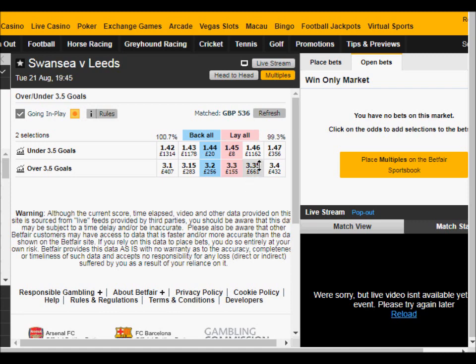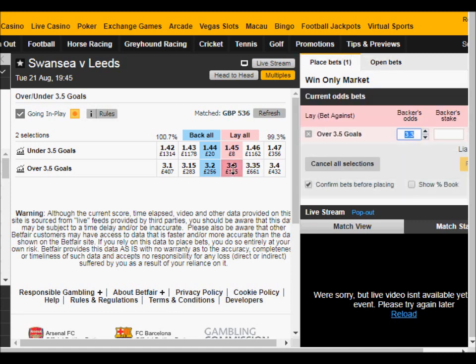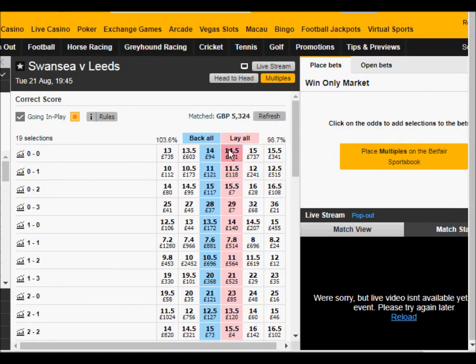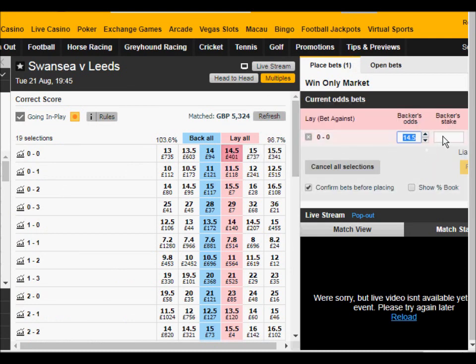In this demonstration trade, I'm going to place a lay on over 3.5 goals of 16.29. And you can see that gives me 16.29 profit if it's under 3.5, and minus 37.47 if it's over. So put those two pieces of information into the calculator. And now in correct score, I'm going to lay nil-nil at 14.5 for £3.71. Now there we've got minus 50.09, or plus 3.71 against all the other scores.